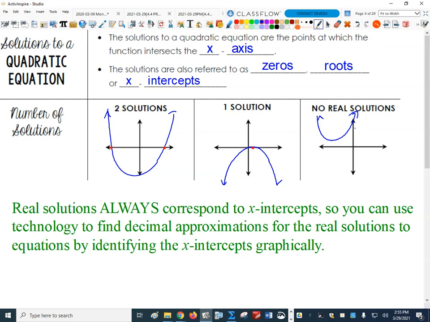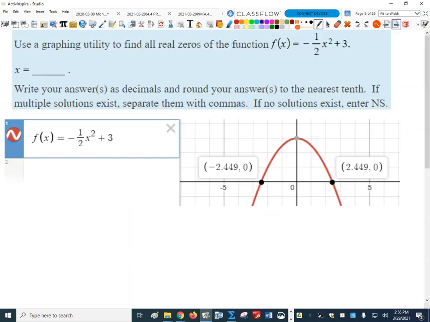Something like that maybe, okay? So what's nice about this, when we draw this parallel between the number of solutions and what the graphs of the parabolas would look like, is it points out a really important relationship. We can always use a graphing utility to find the x-intercepts or the real solutions of an equation, right? For example, what about one like this?